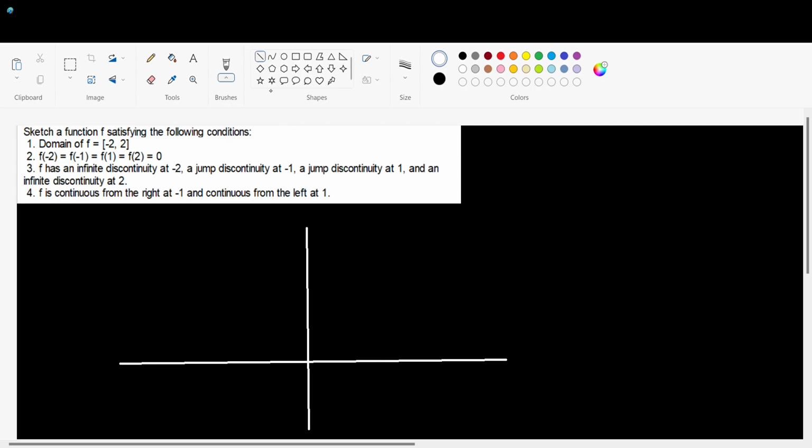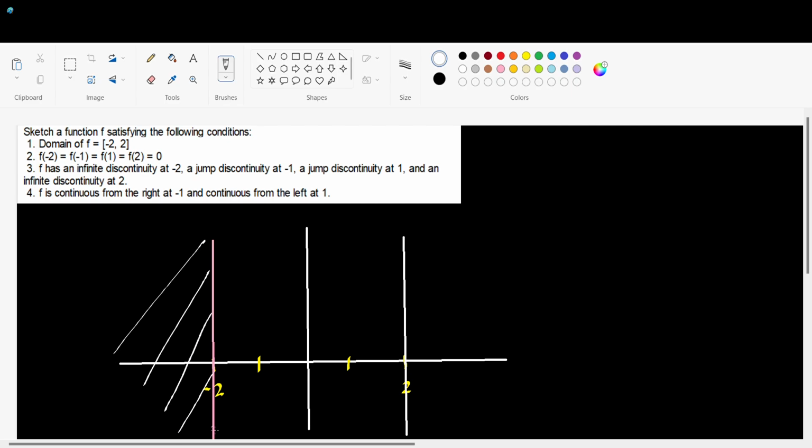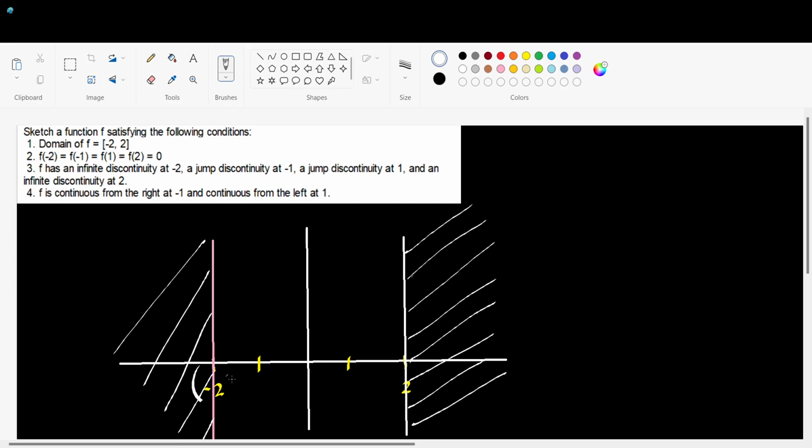So we can start by limiting the domain of the function from -2 to +2. Meaning to say, there will be no graph left of -2 and right of +2. So let us disregard these regions. So the graph will appear only from -2 to +2.